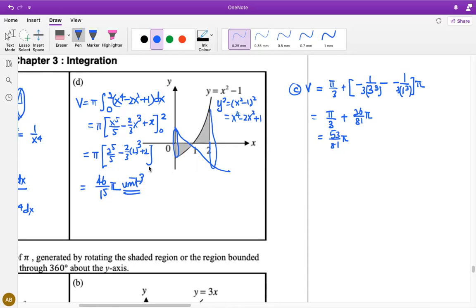Okay, so let me check again. Minus 1 squared from 0 to 2. So it's 46 over 15. If I count separately, right? 15.